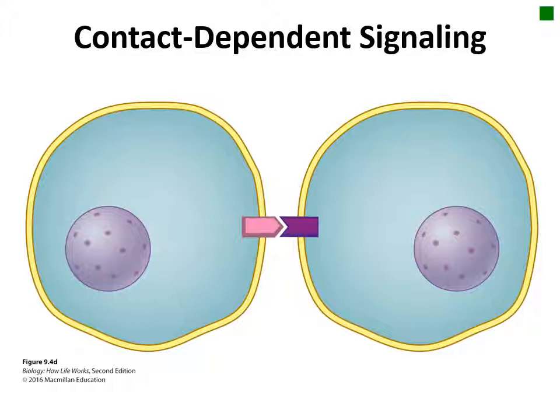The last type of cell signaling does not involve a signaling molecule that is secreted from the signaling cell. Instead, it occurs because of direct contact between the signaling cell and the receptor cell. Contact-dependent signaling is essential for development of the central nervous system.